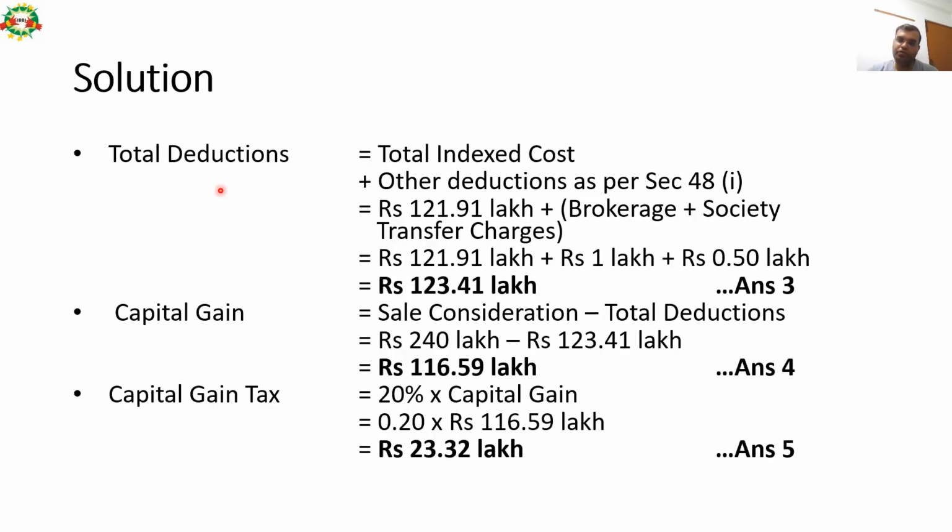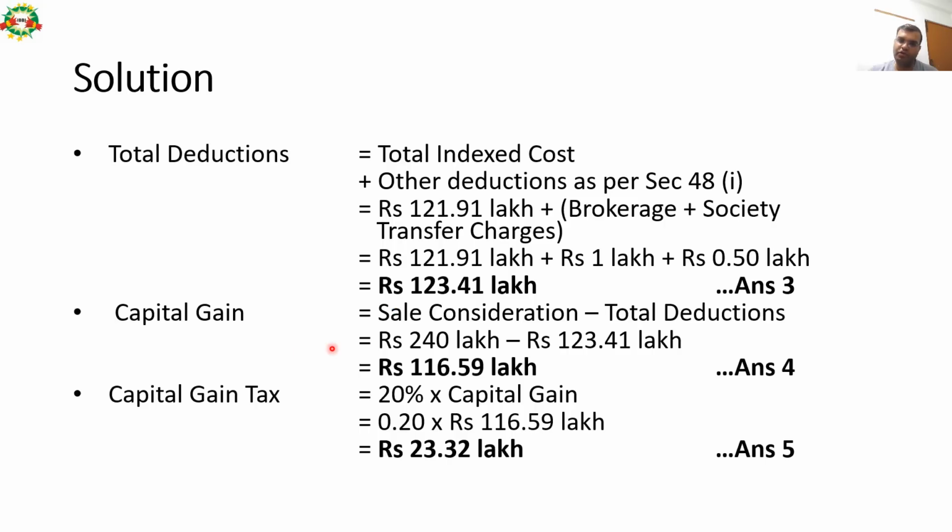Total deduction is equal to the total indexed cost of the property plus other expenses as per section 48(1). Please remember this section, a 1 mark theory question may come out of it. So 121.91 lakhs as we have calculated in the last slide: indexed cost of acquisition plus indexed cost of improvement, plus brokerage, which has been given in the question, plus society transfer charges, which are also allowed as per section 48(1). That is equal to 121.91 lakh plus 1 lakh of brokerage and 50,000 rupees of society transfer charges. So the total deduction allowed in this case is equal to 123.41 lakh.